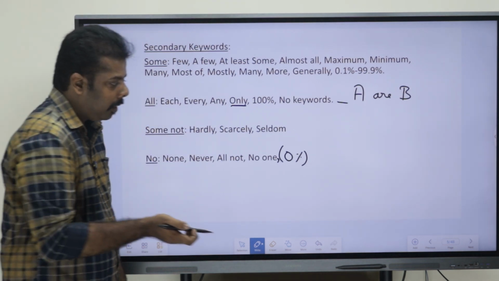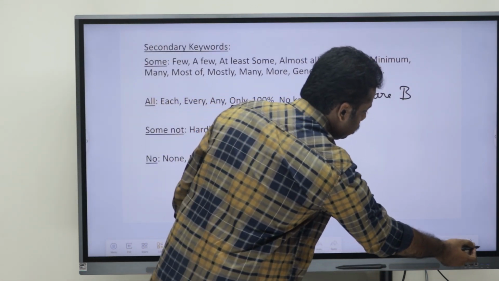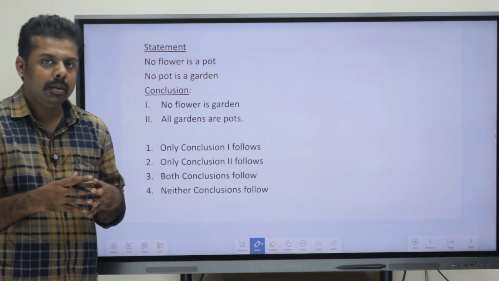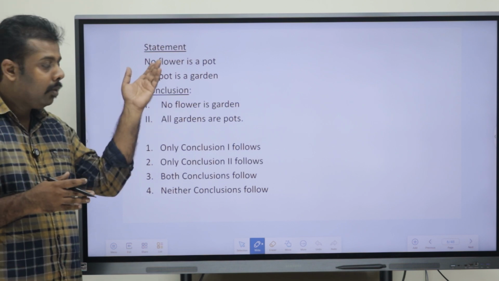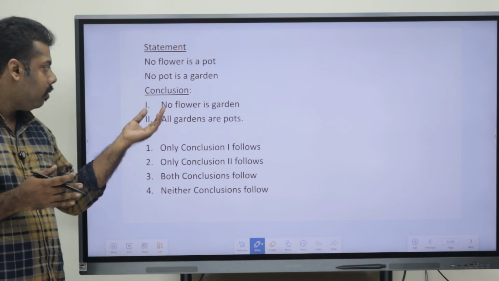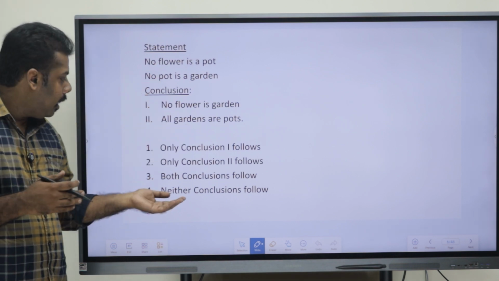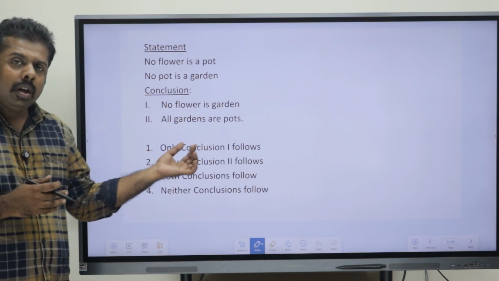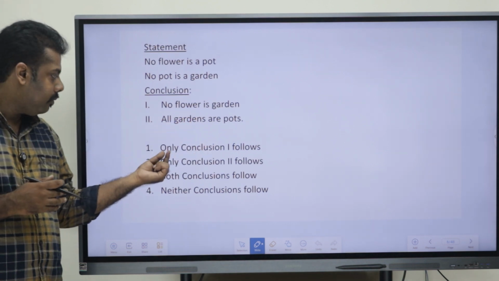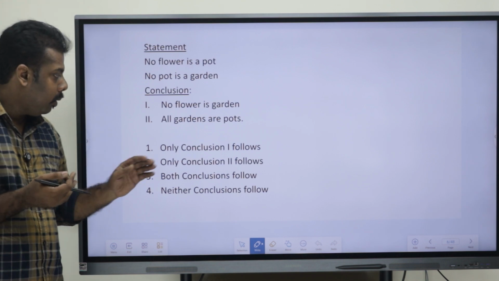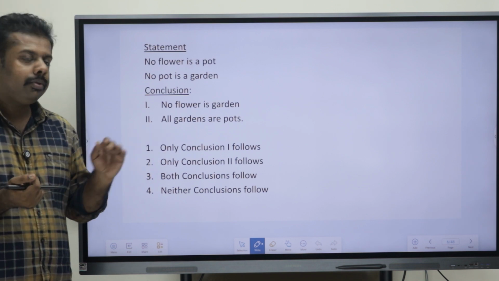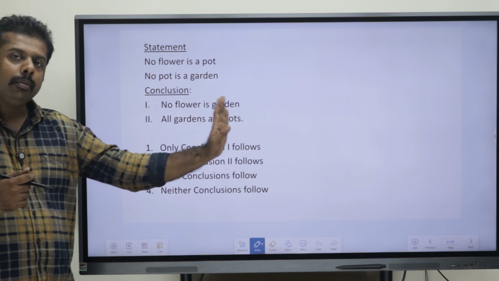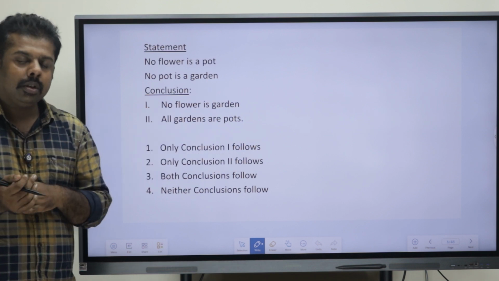Okay, so this is how our question looks. As you can see, we have two statements here, and they have also given two conclusions and four options. We're just discussing the options here. It is easily understood that the first option, what does it mean? Only conclusion one follows. That means if the first conclusion is right and the second is wrong, we can mark our answer as the first option.